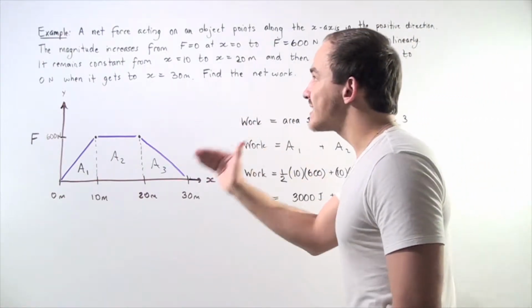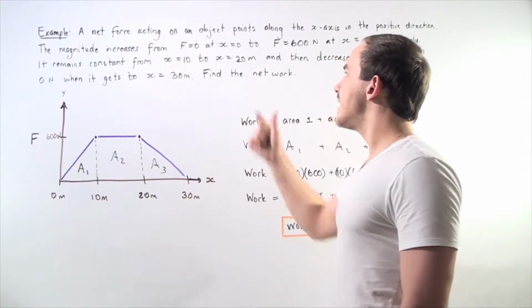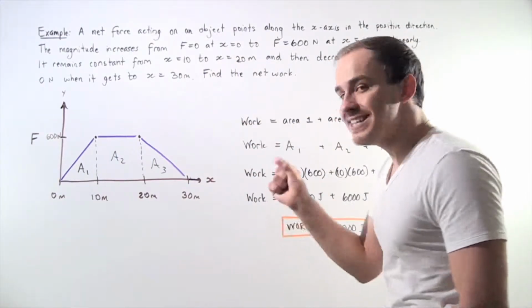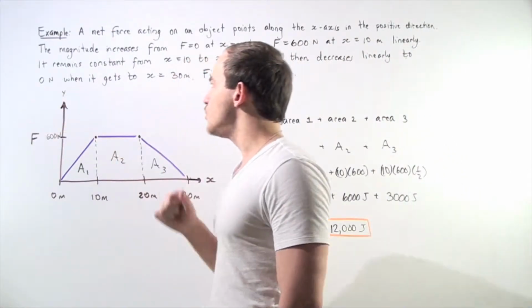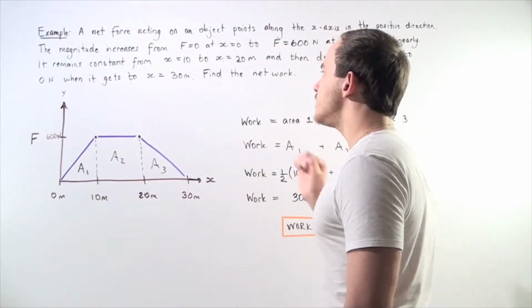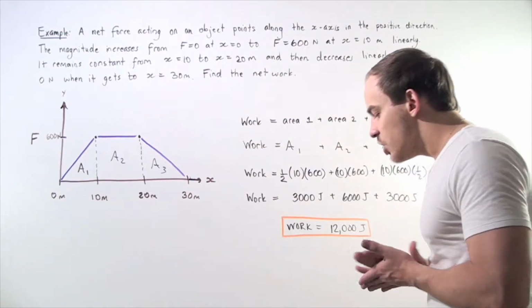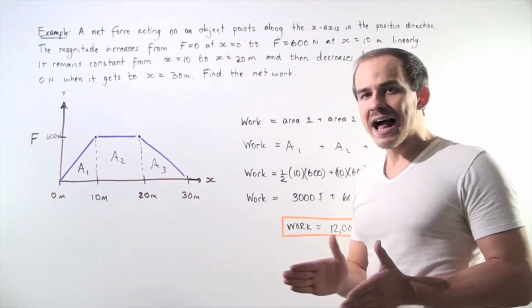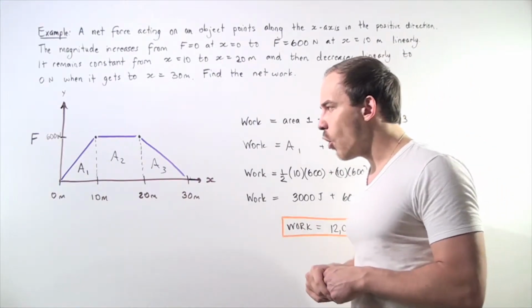Now, it remains constant at 600 newtons from x equals 10 to x equals 20 meters, and then decreases linearly to a value of 0 newtons when it gets to the final position at x equals 30 meters. So, knowing this information, we want to calculate the net work done by our non-constant force.